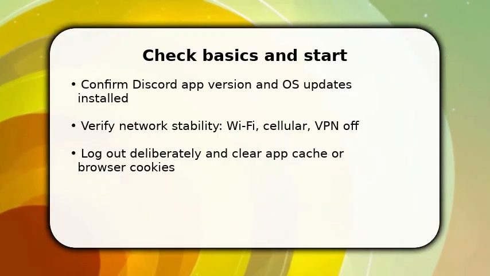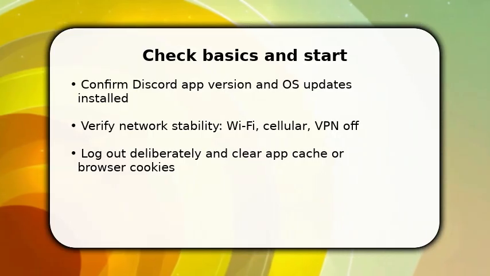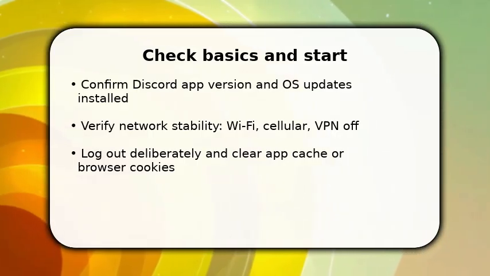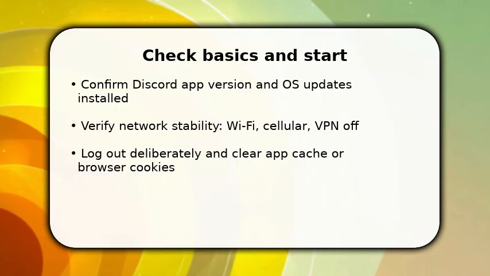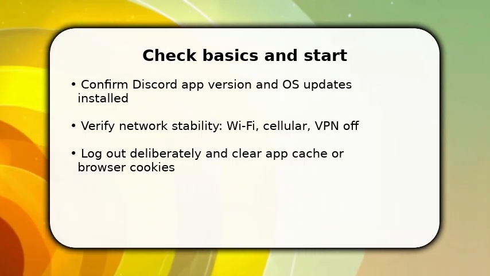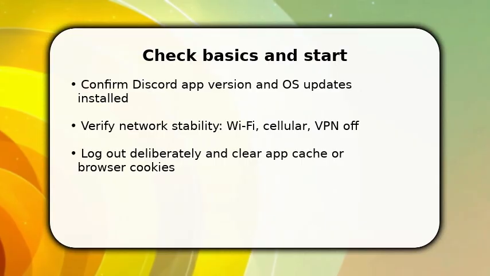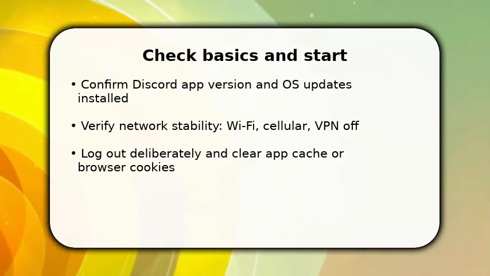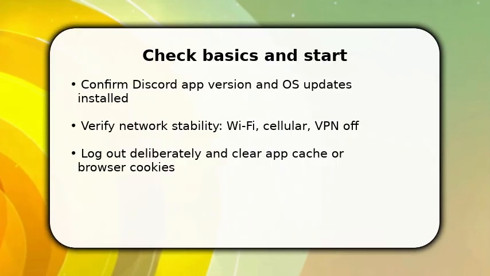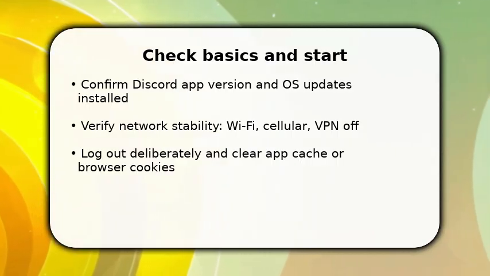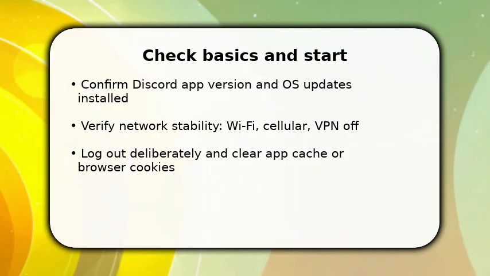You start by ensuring the essentials are current. Update Discord and your device OS so compatibility issues are removed. Once done, disconnect VPNs and switch to a stable network to rule out intermittent auth failures. Next, sign out properly, then clear the app cache or browser cookies for fresh authentication. This eliminates corrupt stored tokens.